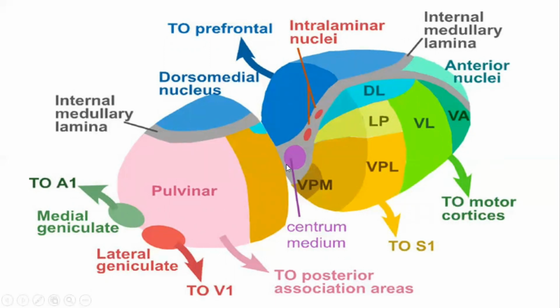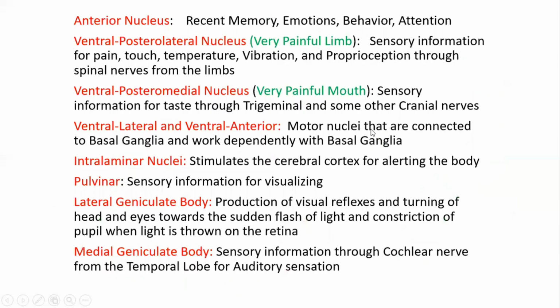If we look at all these nuclei individually, we will see that they all perform different functions. Let's start with the anterior nucleus. The anterior nucleus, as you can see in the other picture, is located in the anterior part of the thalamus. It's responsible for recent memory, emotions, behavior, and attention. That's the major function of the anterior nucleus of the thalamus.